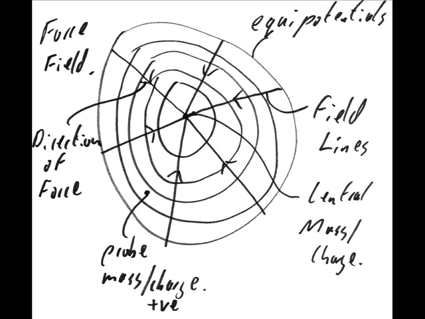For attractive forces, the field lines point towards the centre of the field. For repulsive fields, the field lines point away from the centre of the field.